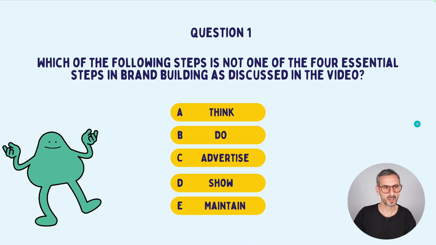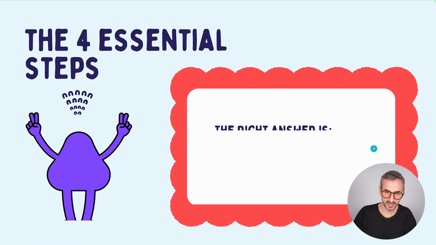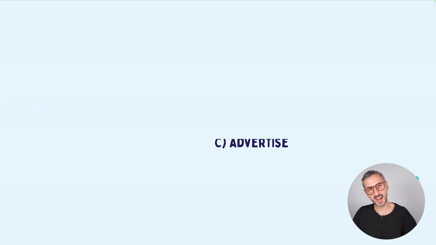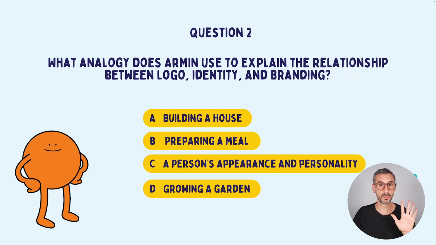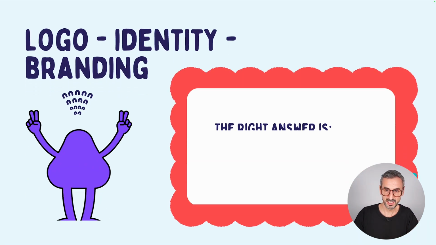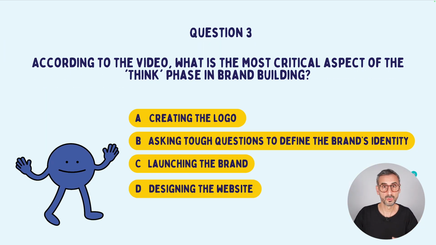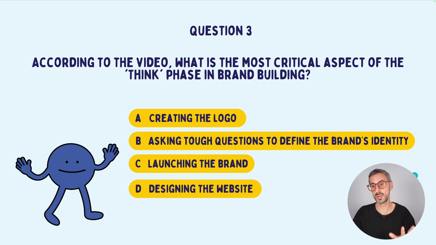Once you do, question number 1, which of the following steps is not one of the 4 essential steps in brand building as discussed in the video? So here, 5 different answers. So that's where the quiz begins. Okay, the next page is actually the answer. Correct answer is C, advertise. So just like that, I have created a 5 multiple answer quiz with the answers for students to test their knowledge, to review whatever information they have acquired while watching the video.